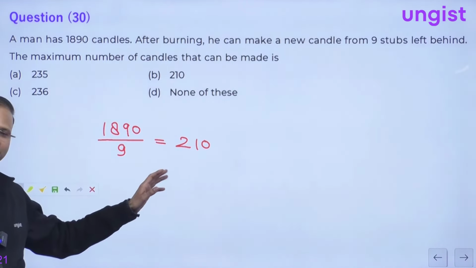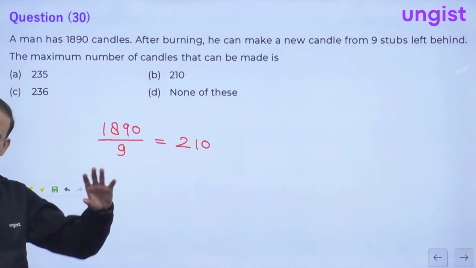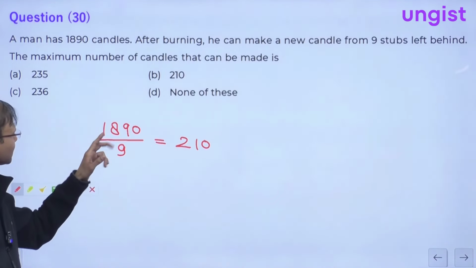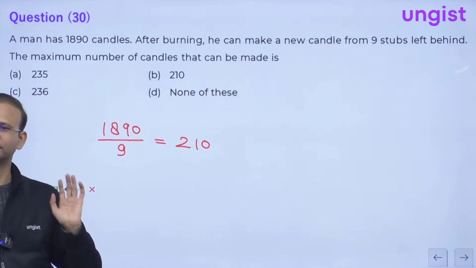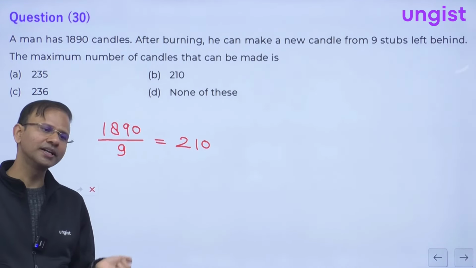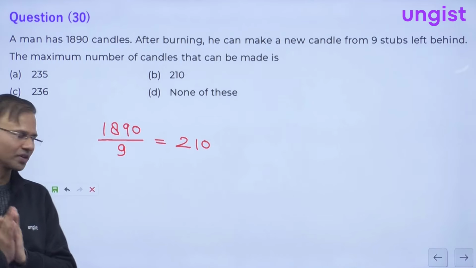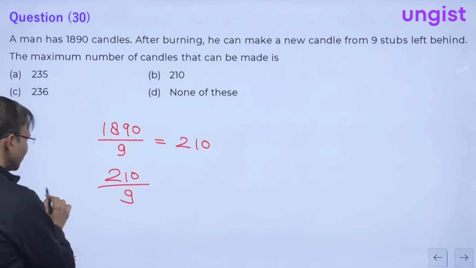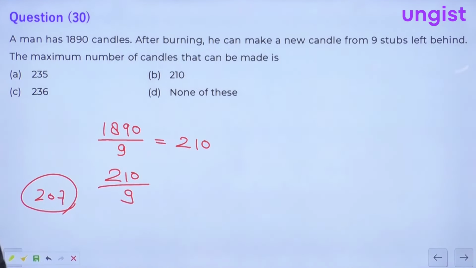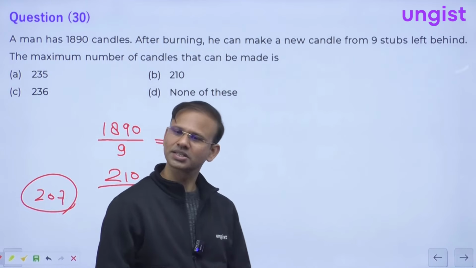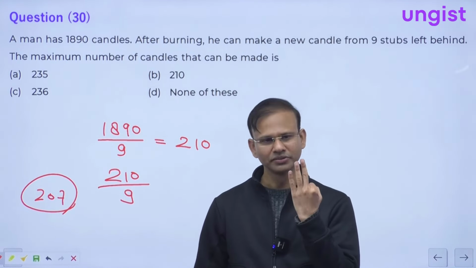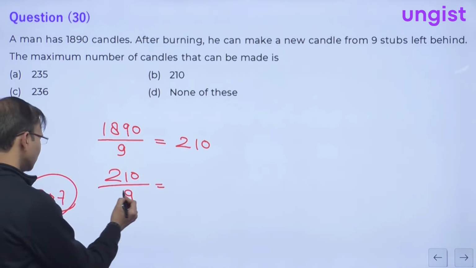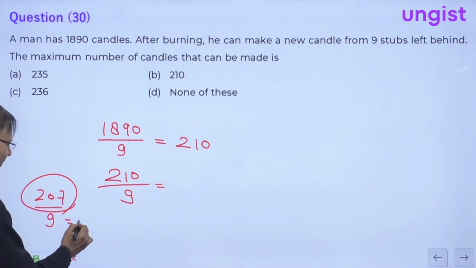So guys, 1890 candles were burned, so obviously we will get 1890 stubs. Then from those 1890 stubs divided by 9, we will get 210 new candles. We'll burn 210 new candles and get 210 stubs. Then 210 stubs will be divided by 9. So 207 will be completely divisible by 9, yes or no? It means we are left with 3 stubs. So 207 divided by 9 will be 23.